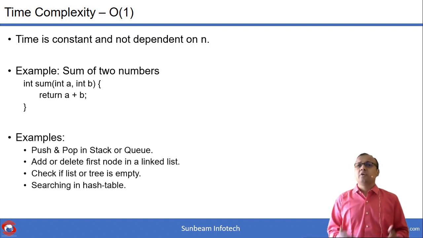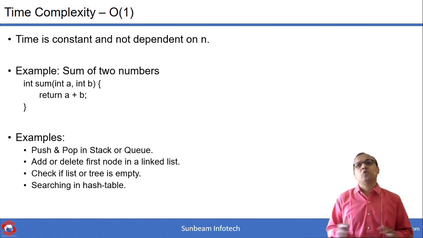A few more examples could be pushing and popping elements into a stack or queue, adding or deleting the first node in a linked list, checking if the linked list or tree is empty, or searching in a hash table in ideal conditions. The time complexity is O of 1.